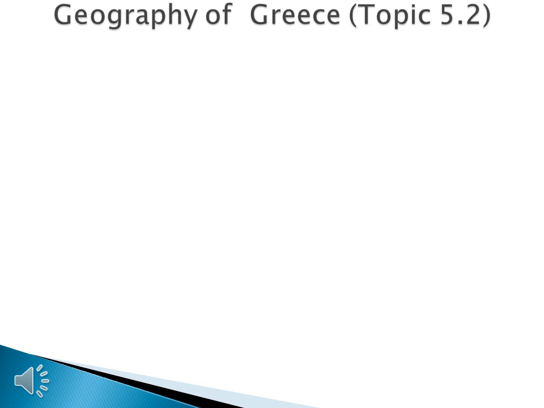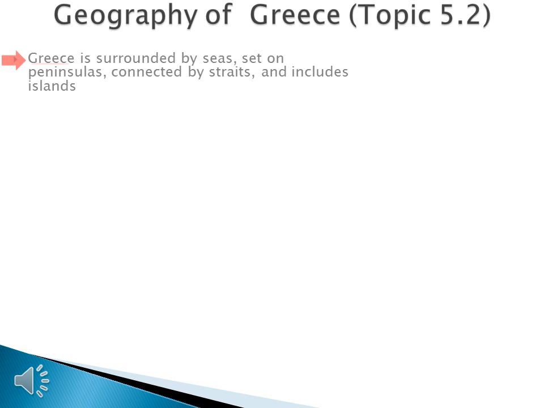Today we look at issues related to Unit 5, Ancient and Classical Greece. Open your notes to Unit 5 and read along. If you see something you do not understand, go back into your notes or find the lecture on the topic that you need help with. We start with the geography of Greece, topic 5.2, and we learned that Greece is surrounded by seas, set on peninsulas, connected by straits, and includes islands.